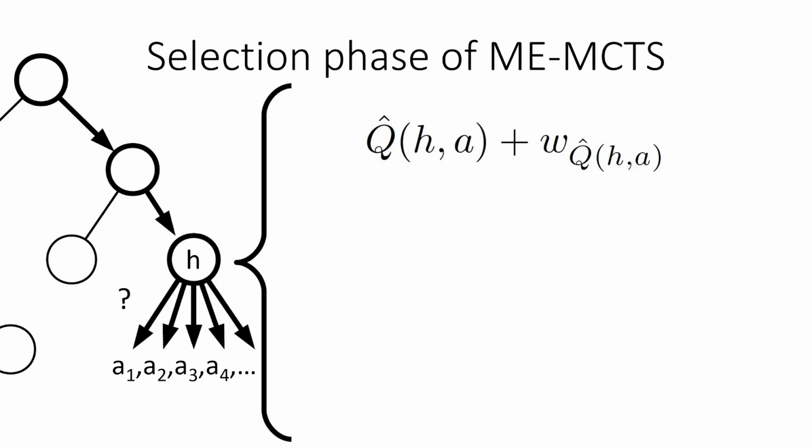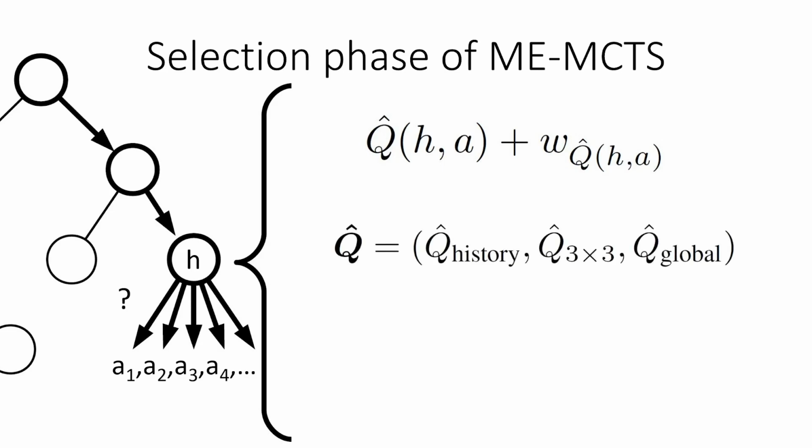However, in this work, we're now assuming that more than one value estimate will be available for each action. Q hat then turns into a vector of estimates. For example, one estimate from the tree itself, one estimate from the local 3x3 abstractor, and one estimate from the global action value abstractor. What we want to choose now is the action that maximizes some combination of all available estimates, a convex combination in our case, again with an added uncertainty term for that combination.